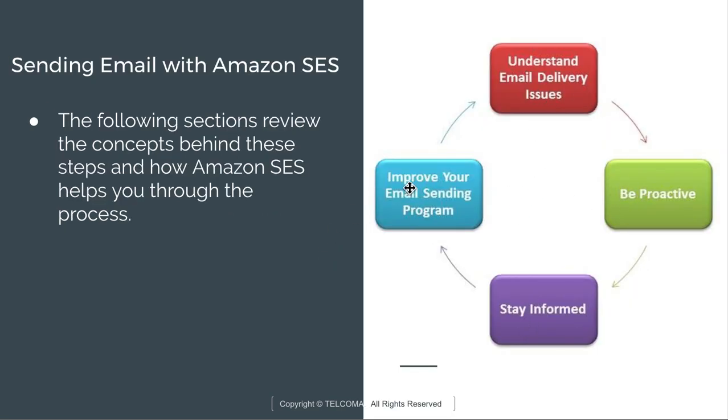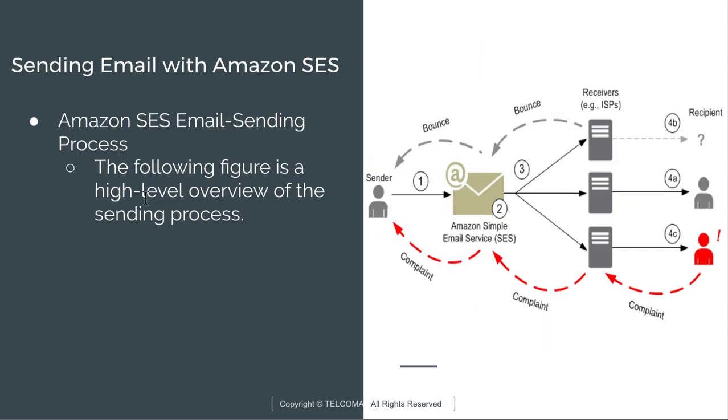So we need to improve our email sending program. For that we need to understand email delivery issues. We need to be proactive and stay informed. This section reviews the concepts behind these steps and how Amazon SES helps you go through this process. So let's understand how it works.